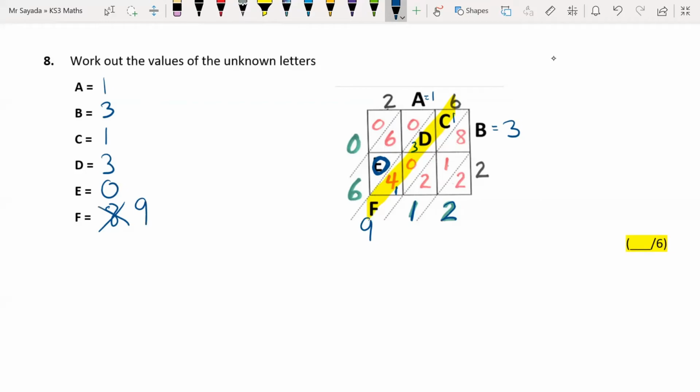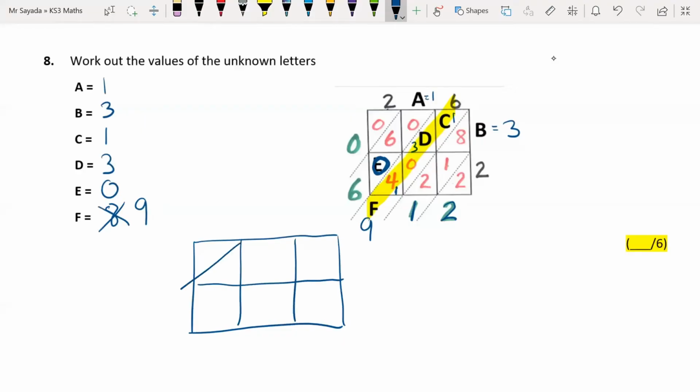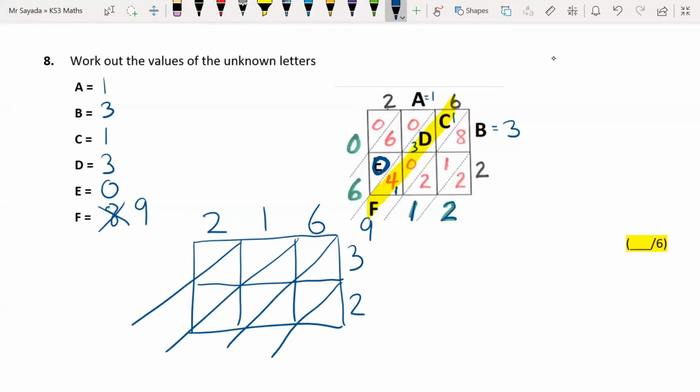My recommendation is, after doing a problem like this, check that you've got it right. And the best way to check that you've got it right is to just actually do the multiplication. So this is claiming that 216 times 32 makes 6,912. Well, let's find out. Let's do it ourselves. So we're going to make a 2 by 3 grid. We're going to put in the diagonals. We're going to write in 216, we're going to write in 32, and then we're going to check, does it work?